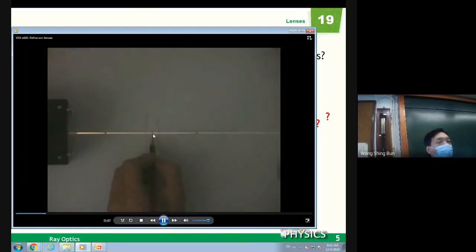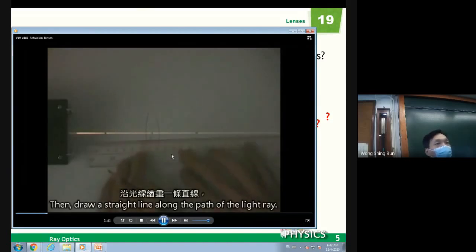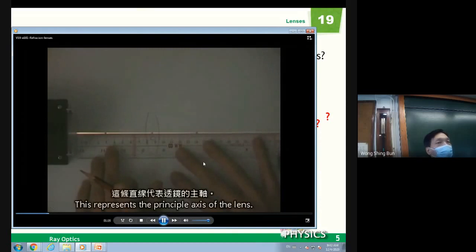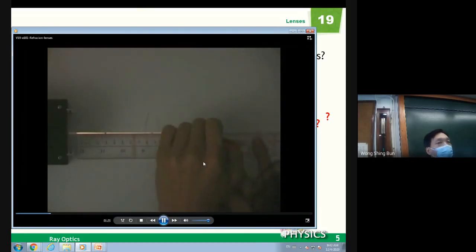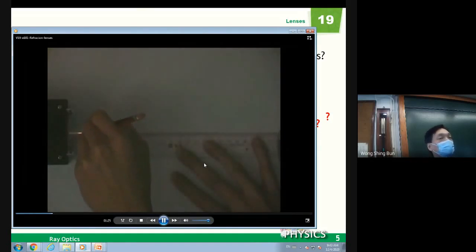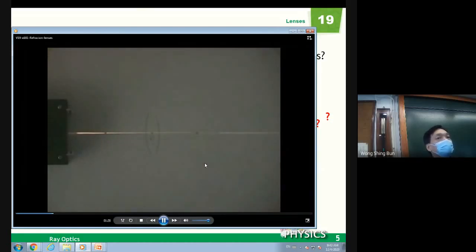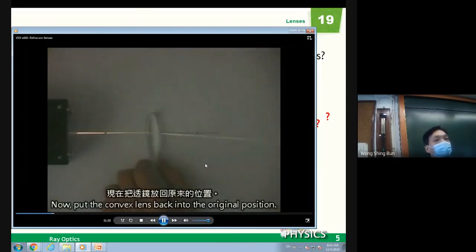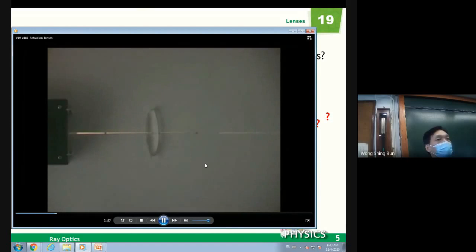Remove the lens and then mark the center of it. This one, we call it center. You can use the ruler to draw a straight line. This straight line means that it passes through the center. And this line, we will have a special name. Okay, this special name is principal axis. Now put the lens back to the position. Also a straight line, no problem, because this one is the normal incidence.